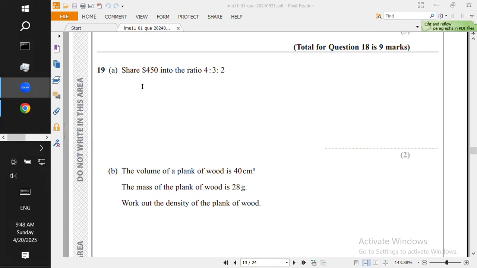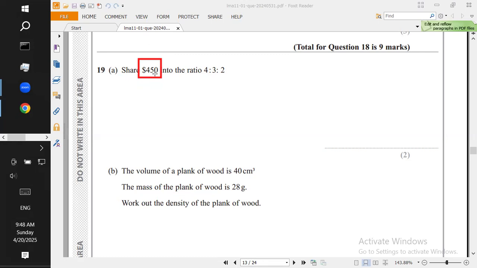Now, first, we have to understand the ideas of ratio questions. Here, they said share this. This means that 450 is the total number. So we have to focus on these questions. They might give me the total number, like here, and they might give me a part number, which is one of the shares of the ratios.